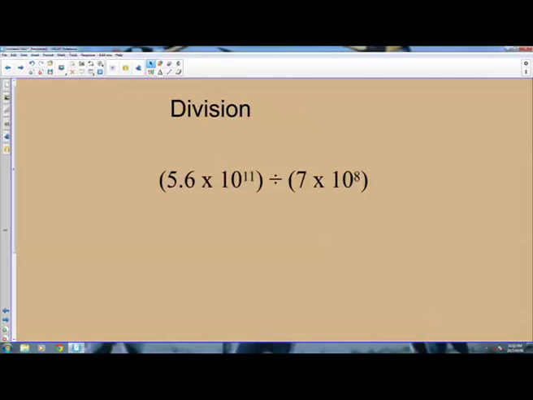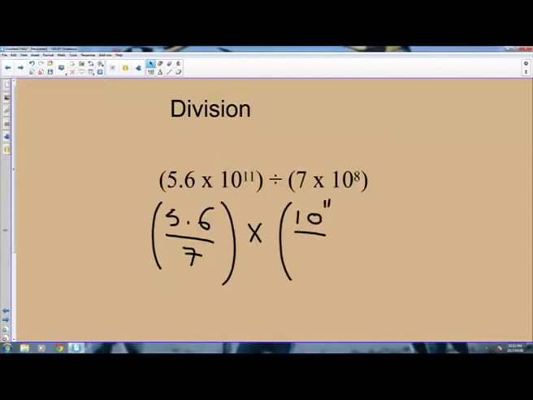Just like in multiplication, what we are going to do here is group the numbers together. And then after grouping numbers together, because it's division, we will subtract the powers of 10. So here we are going to have 5.6 divided by 7, because it's division, times 10 to the power 11 divided by 10 to the power of 8. This is what we are having.